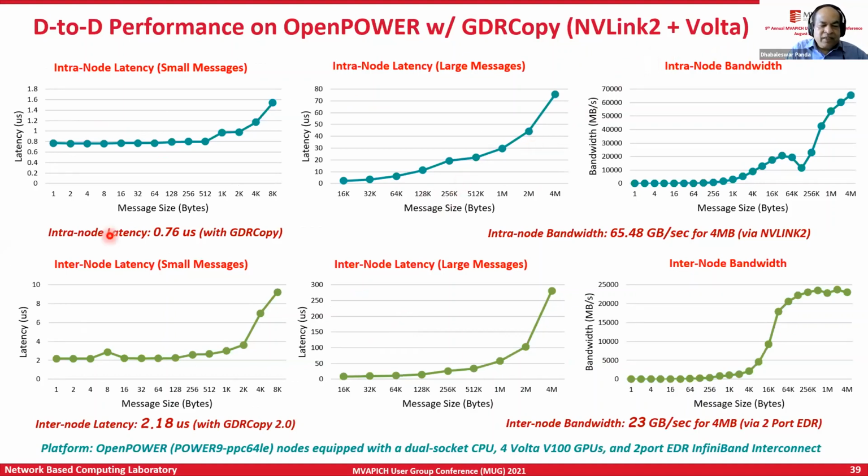So here you can see, again, GPU to GPU within the node, we can transfer the data with only 760 nanoseconds. Internode is around 2.18 microseconds, and we can actually saturate even 60.548 gigabytes per second on the NVLink 2, and the internode bandwidth is 23 gigabytes per second.